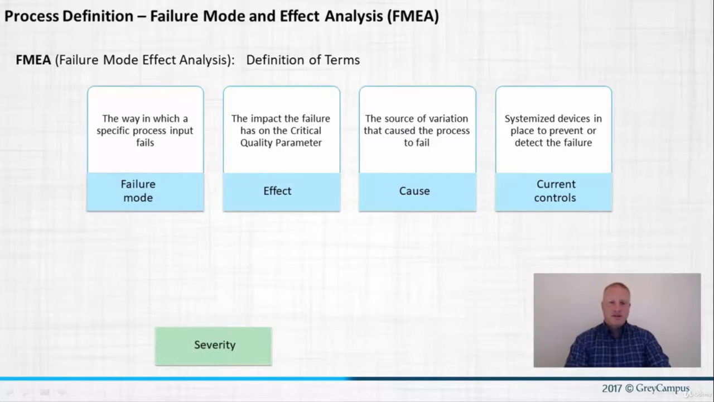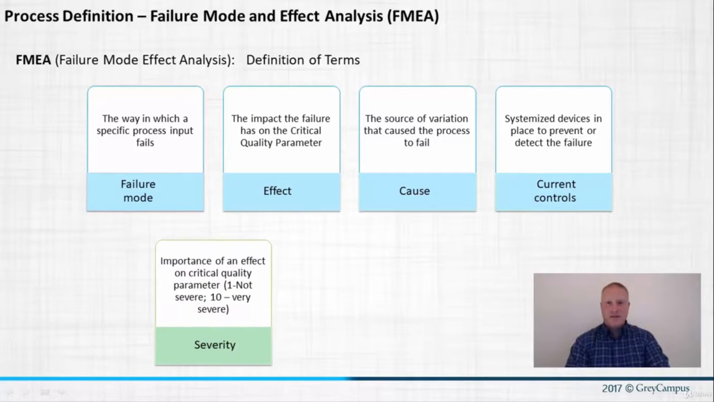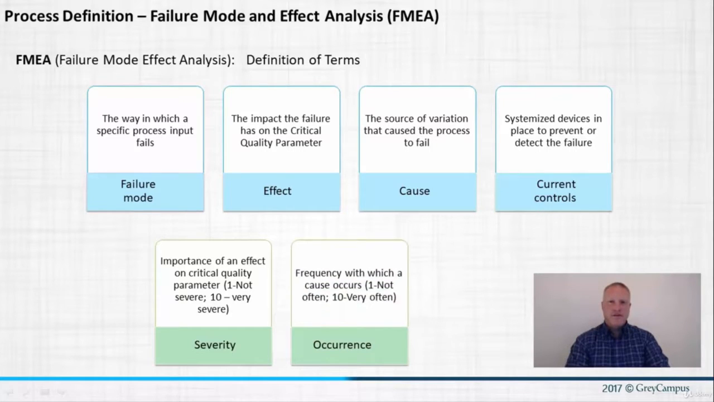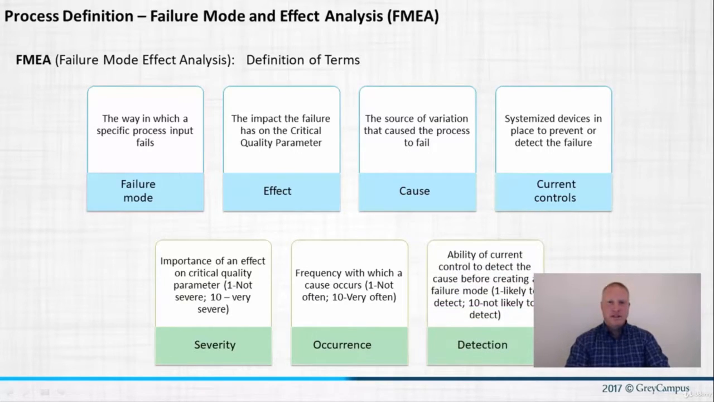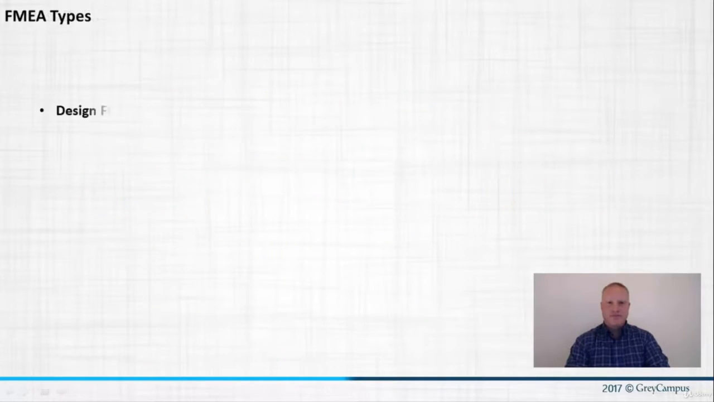We're able to measure the effect of a failure mode using a severity scale. What is the impact of that effect on the process? That scale is from 1 to 10. Next is occurrence. How often, or what is the frequency of that failure mode occurring? And then detection. Again, on a scale of 1 to 10, what do we have currently in place to either prevent or detect that failure mode from occurring?